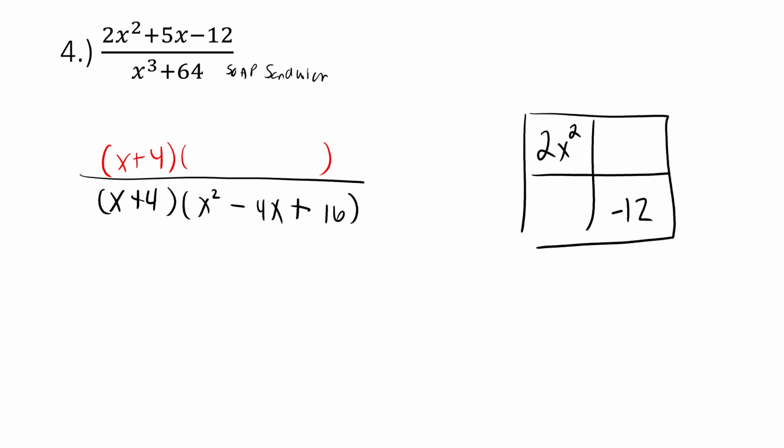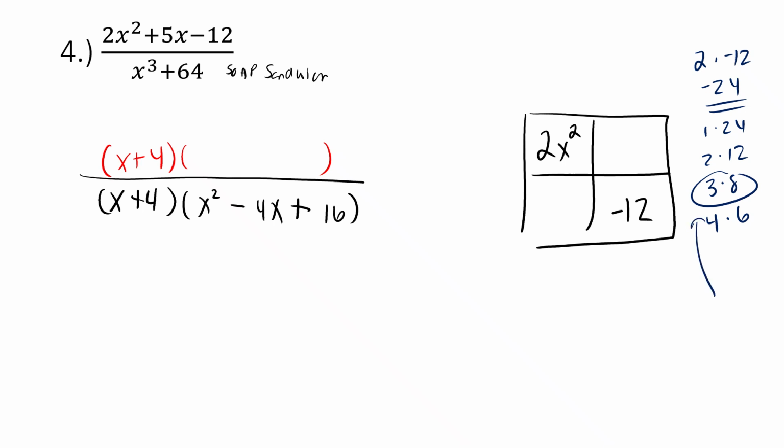And then I'm going to check and make sure that, so this is negative 24. And I have 1 and 24, 2 and 12, 3 and 8, 4 and 6. Okay, and we're looking for a positive 5, which we can get with a negative 3 and a positive 8. So I'm going to double check that. Negative 3, positive 8, negative 24, negative 3 times positive 8.